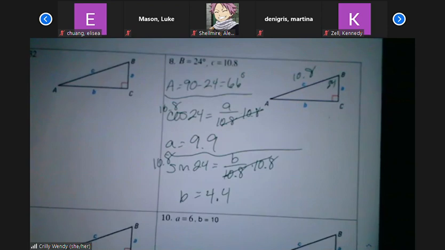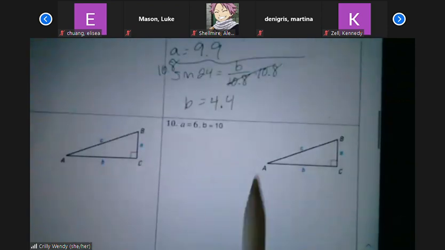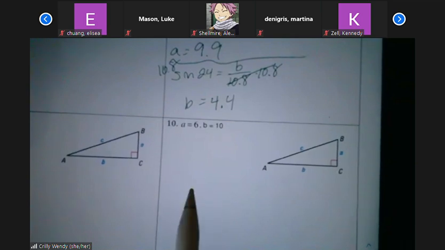Okay, so let's look at number 10. And this is important because this uses the inverse. This is the one where you use it to get the angle. Remember, sine, cosine, tangent are when you're finding a missing side. Sine inverse, cosine inverse, tangent inverse are when you're finding a missing angle.